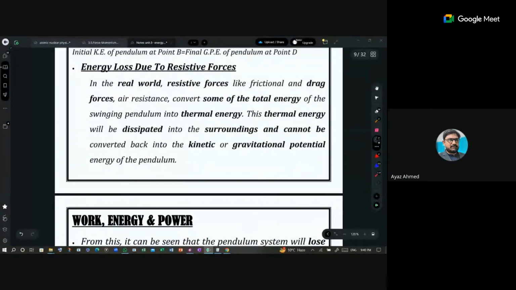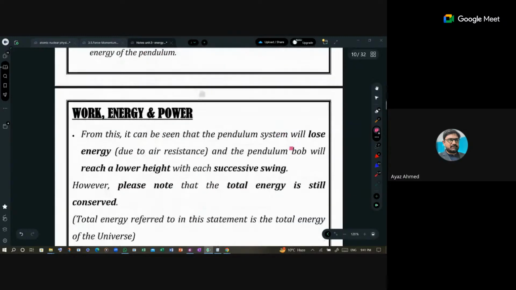In our daily life there is no ideal situation, so there is a huge friction. When there is friction, some of the total energy is lost in terms of thermal energy. That thermal energy is dissipated in the surroundings, and we cannot convert it into kinetic energy or gravitational potential energy. That's why, when energy is lost by the pendulum, it reaches lower heights in successive swings.